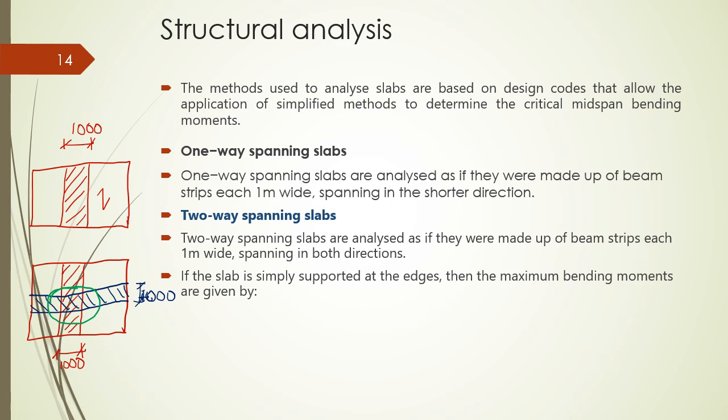The moments at this point in green are usually given by the formula MSX equals alpha SX eta Lx squared. So that will be the moment in that direction. And we'll need MSY as well, which will be given by alpha SY eta Lx squared, which will give us the moment in the other direction about the circled point. Please note that in all these two instances, it's only the coefficients alpha Sx and alpha Sy changing. Lx squared is used in both instances.